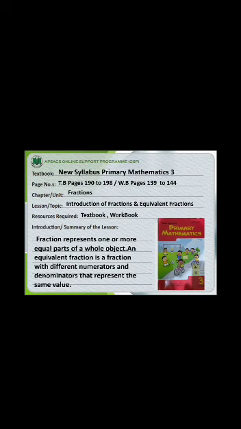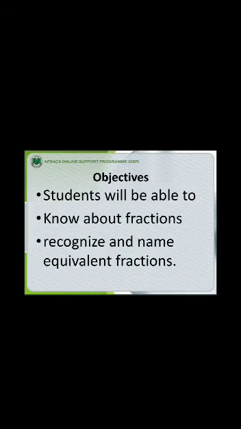Introduction of the lesson: a fraction represents one or more equal parts of a whole object. An equivalent fraction is a fraction with different numerators and denominators that represents the same value. Let's see what the objectives of the lesson are. Objectives: students will be able to know about fractions, and recognize and name equivalent fractions.